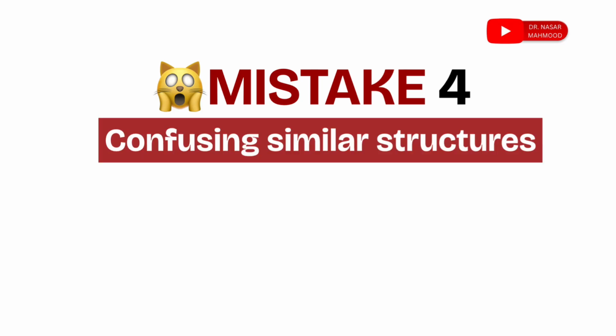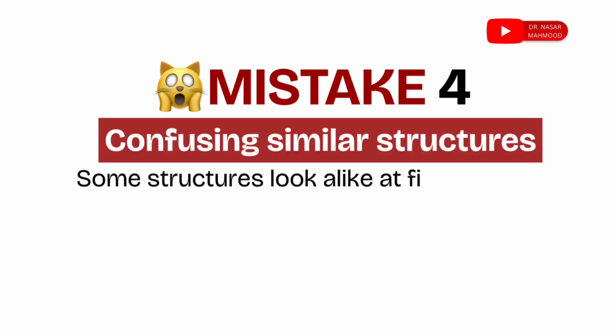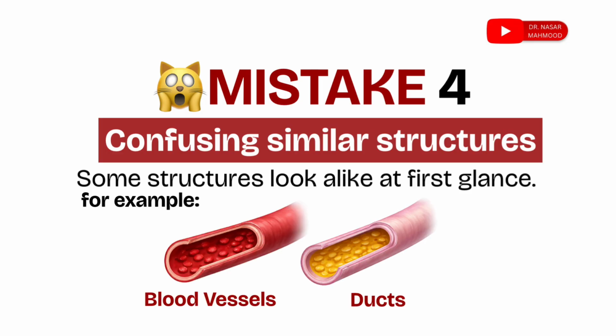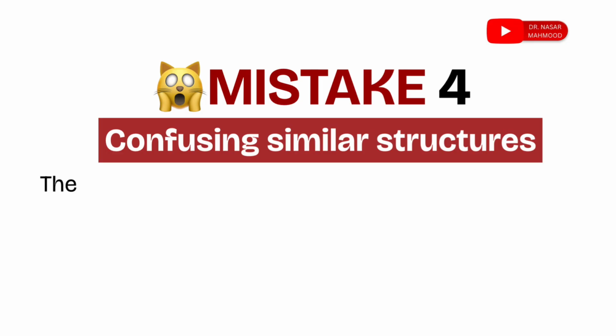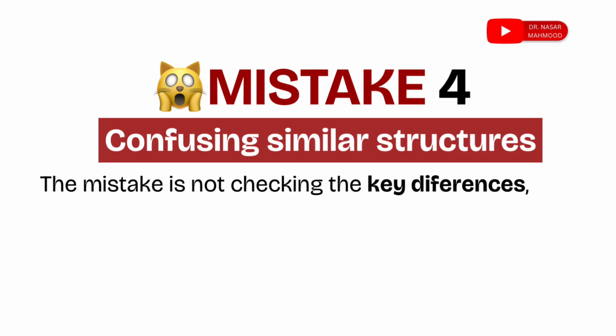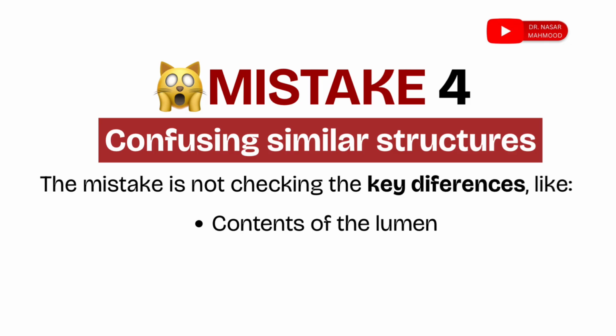Mistake number 4. Confusing similar structures. Now some structures look alike on first glance. For example, blood vessels and ducts, nerve versus muscle. The mistake is not checking the key differences like the contents of the lumen or the organization of the fibers.